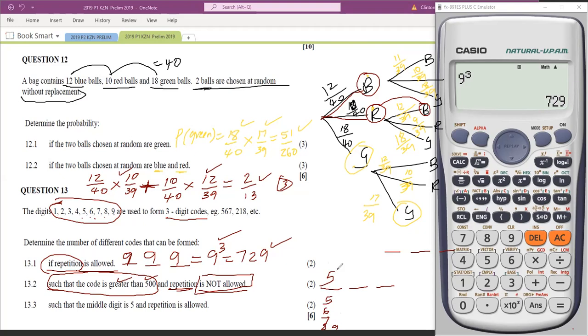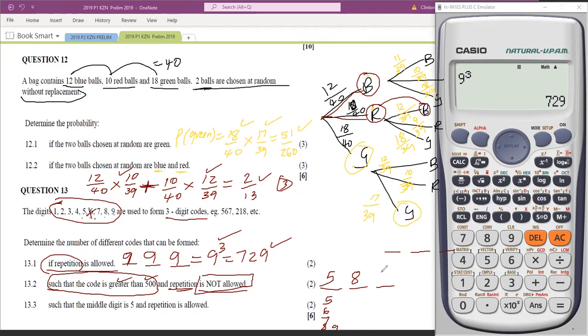We can either pick 5 and put it here, pick 6 and put it here, or 7, 8, and 9 and put it there, right? After picking one of these numbers, let me give you an example. Let's say we picked 6. How many options are we going to remain with? Because repetitions are not allowed, we are going to have 8 options to pick from now for the second part. If I picked 6, as in my example, I cannot pick 6 again. So I have 8 options now.